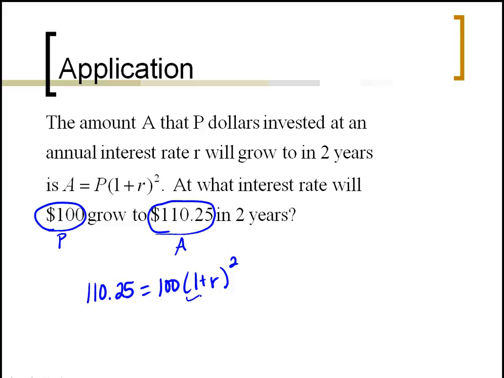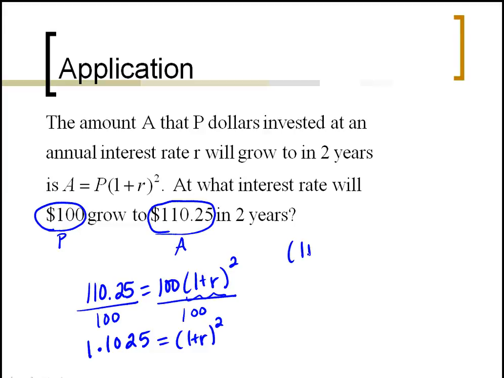So here again, we've got to isolate the squared binomial. To do that, we've got to get rid of 100. Here again, I have some common mistakes. We don't subtract 100, that's connected by multiplication. We have to divide both sides by 100. So when we divide 110.25 by 100, we get 1.1025 is equal to (1 plus R) squared.